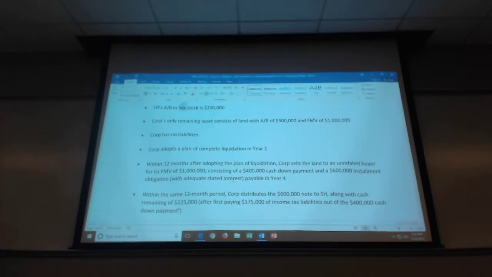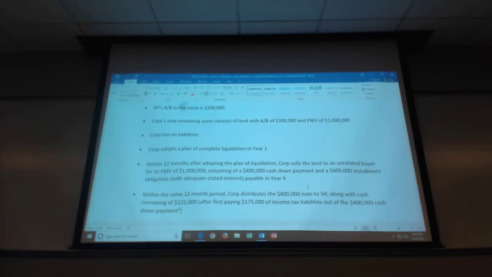So here, within 12 months after the plan of liquidation is adopted, we assume that the corporation sells the land for $1 million. But instead of getting $1 million in cash, the corporation gets a $400,000 down payment and a promissory note for $600,000 with adequate stated interest. What I mean by that is that the interest is sufficient to avoid any income tax recharacterization.